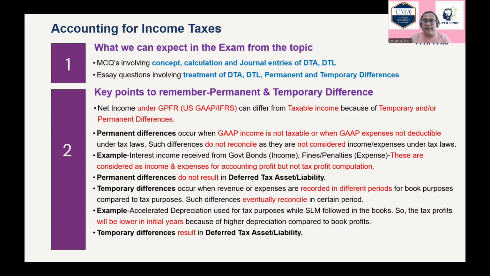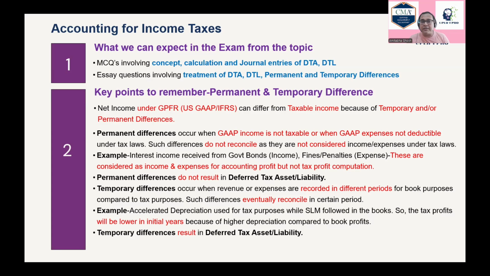So what is a permanent difference and what is a temporary difference? Permanent differences occur when GAAP income is not taxable or when GAAP expenses are not deductible under tax laws. So it's a permanent feature, something which is not going to be considered for tax purposes, but is considered in the books, might be a revenue or an expense, and this will cause a permanent difference because such differences do not reconcile as they are not considered income or expenses under tax laws.